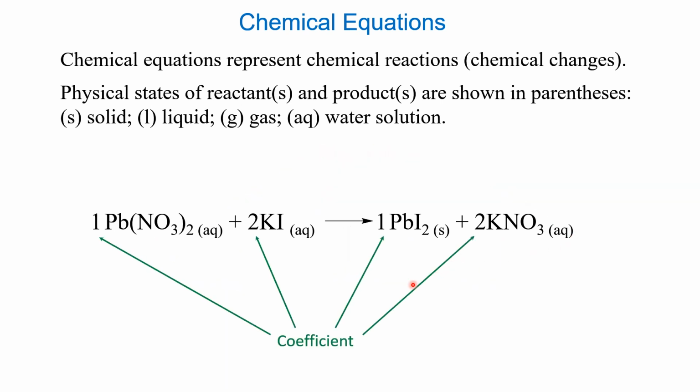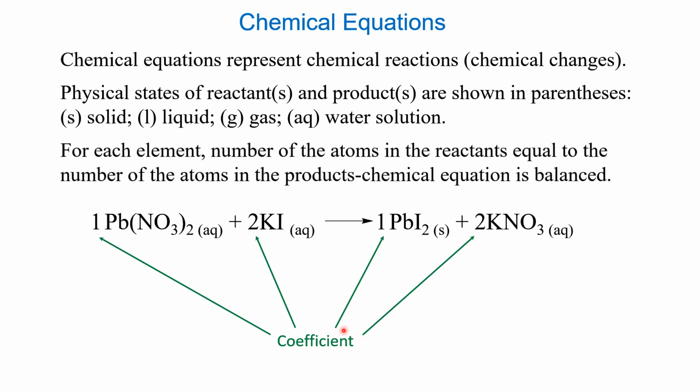We also will see the coefficient. You may notice I just added one here, because if you don't see any number here, that means it's one. That's called a coefficient. So the coefficient means the formula or the stoichiometry of this reaction. So if you look at the numbers, that means one formula of lead nitrate will react with two formulas of potassium iodide, and produce one formula of lead iodide, and then produce two formulas of potassium nitrate. This is called the coefficient ratio, and we need this ratio for stoichiometry. In stoichiometry, we will use this coefficient ratio as the mole ratio.